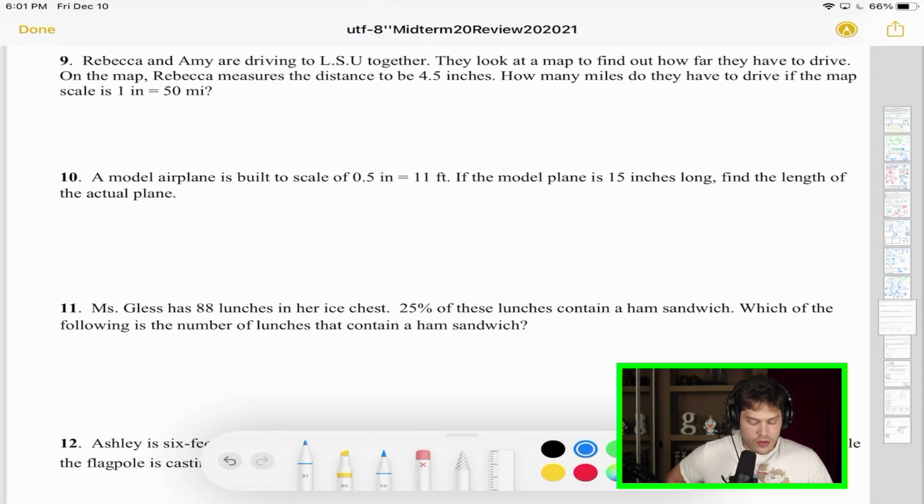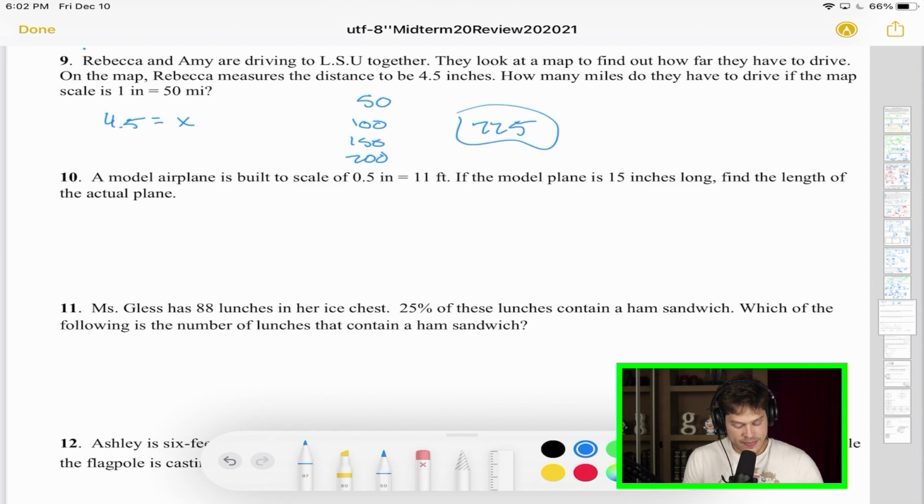Rebecca and Amy are driving to LSU together. They look at a map to find out how far they have to drive. Rebecca measures the distance to be 4.5 inches. How many miles do they have to drive if the map scale is 1 inch to 50 miles? Okay, if 1 inch is to 50 miles, then you just count up: 50, 100, 150, 200. Okay, that's 4 inches, and then half an inch would be 25. So the total is 225 miles.